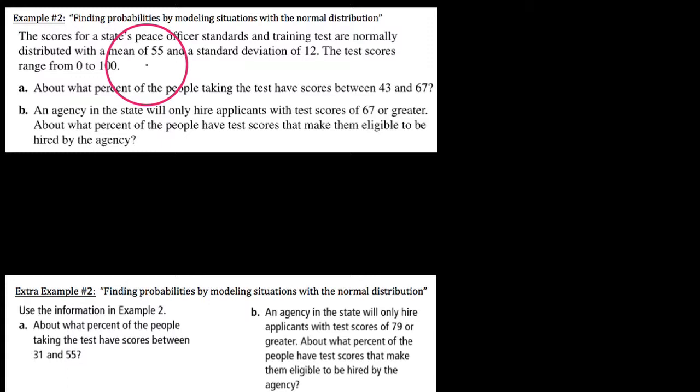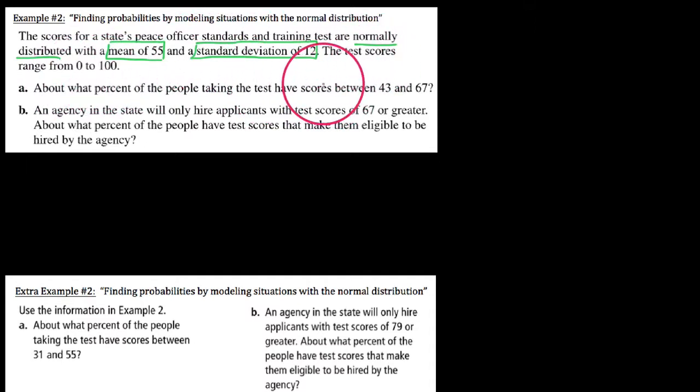And so what we're going to look at here is modeling using our standard normal distribution, or our normal distribution. So we say the scores for a state's peace officer standards and training test are normally distributed. So what we're told first off the bat is that these scores were normally distributed, and we're also told the mean is 55 and that our standard deviation is 12. So it says that these test scores range from 0 to 100.